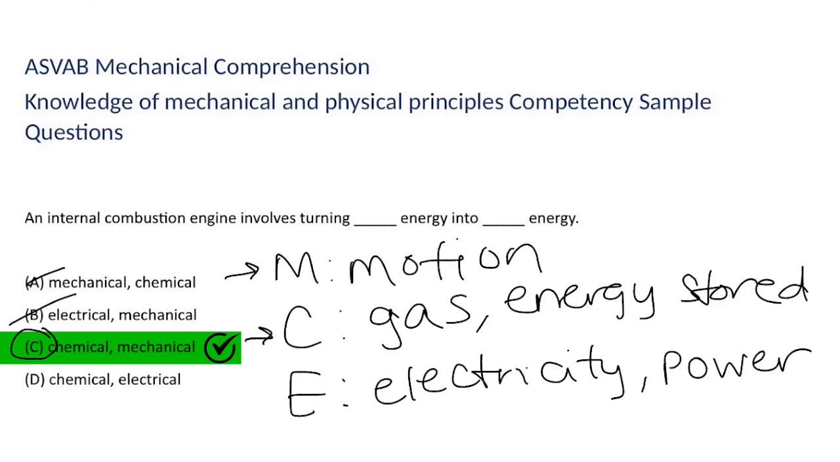Answer D says chemical energy into electrical energy. And while the vehicle does generate electricity after it's running, that's the job of the alternator, which is driven by the spinning engine. The internal combustion engine itself is primarily converting chemical energy into mechanical energy, so the correct answer is C, chemical energy into mechanical energy.